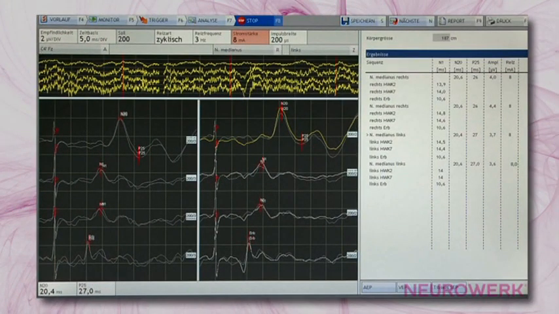The instrument settings for the SSEP of the median nerve should be selected as follows. Amplification, 2 microvolt per division. Time base, 5 milliseconds per division. Stimulus duration, 200 microseconds. The limiting frequencies at Neurowerk EMG have been stored in the setup settings and cannot be directly changed. Obviously, the device settings should be configured to suit the particular diagnostic requirements.